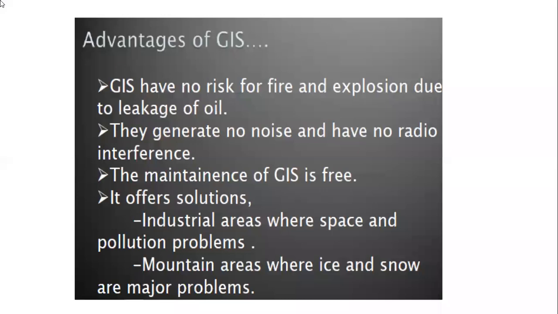Next, what are the advantages of using this GIS system? GIS means gas insulated substation. Instead of air as the dielectric medium, we are using SF6 gas. By using SF6 gas we can easily control the arc; the arc quenching process is easily done.